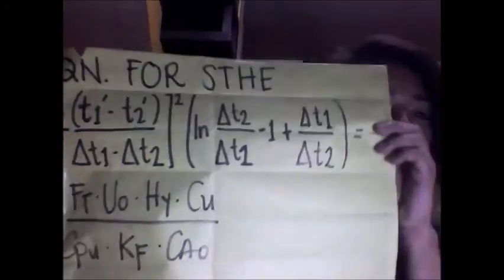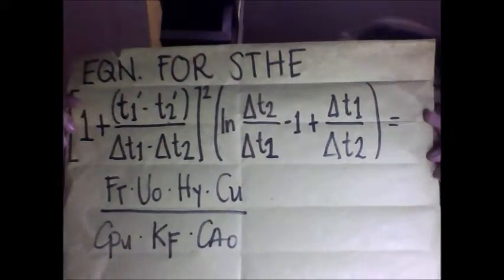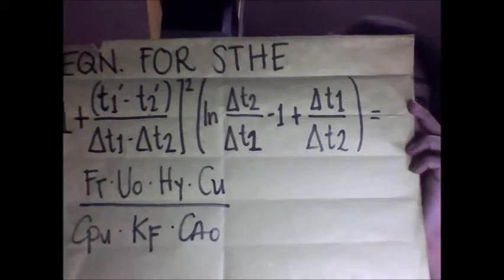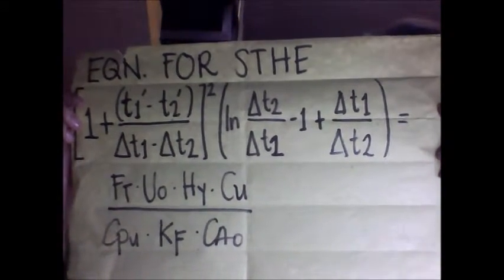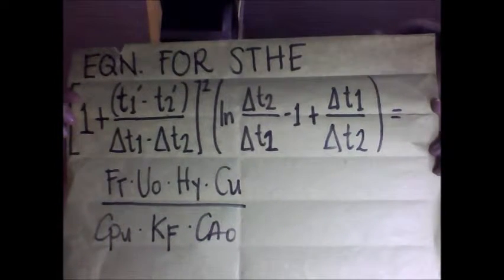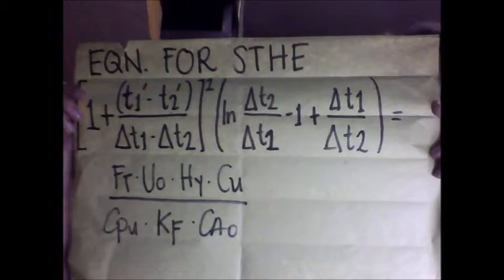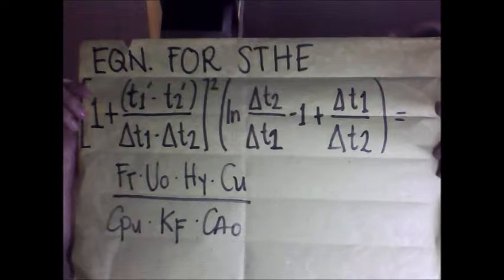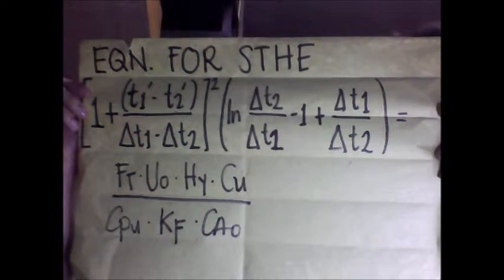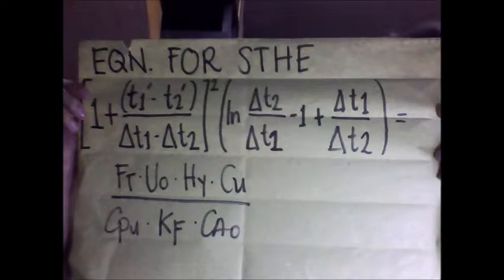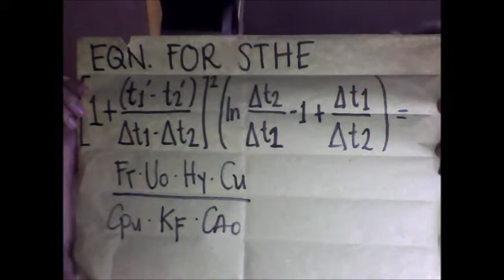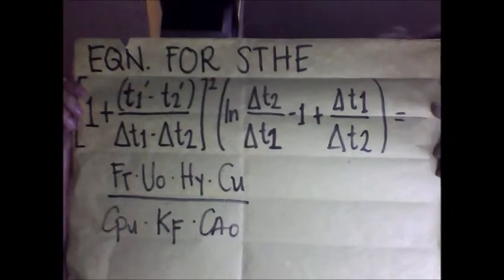The equation that we need to use in solving the problem about optimization in shell and tube heat exchanger is this. So, quantity squared of 1 plus T1 prime minus T2 prime over delta T sub 1 minus delta T sub 2 times ln of delta T sub 2 over delta T sub 1 minus 1 plus delta T sub 1 over delta T sub 2, which is equal to the correction factor Ft times U sub O times H sub Y times C sub U over CPU times Kf times CAO.